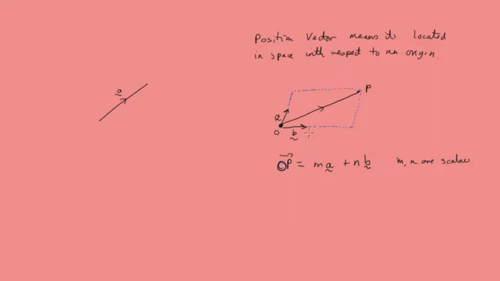Because if we doubled the length of this or tripled it, we come to here. Then if we add on to that A, then A again, we come to point P. And that's all to do with the fact that A and B are parallel here and here. This then leads us to the concept of Cartesian components.